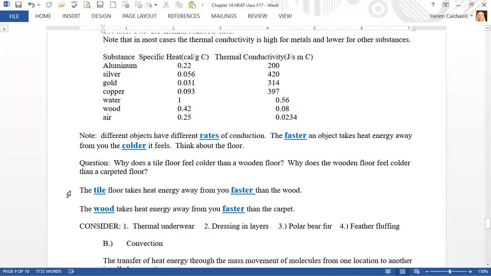Tile takes heat energy away from you faster than wood, and wood takes heat energy away from you faster than carpet. So the faster you lose heat energy, the colder something feels. Let's talk about thermal underwear.